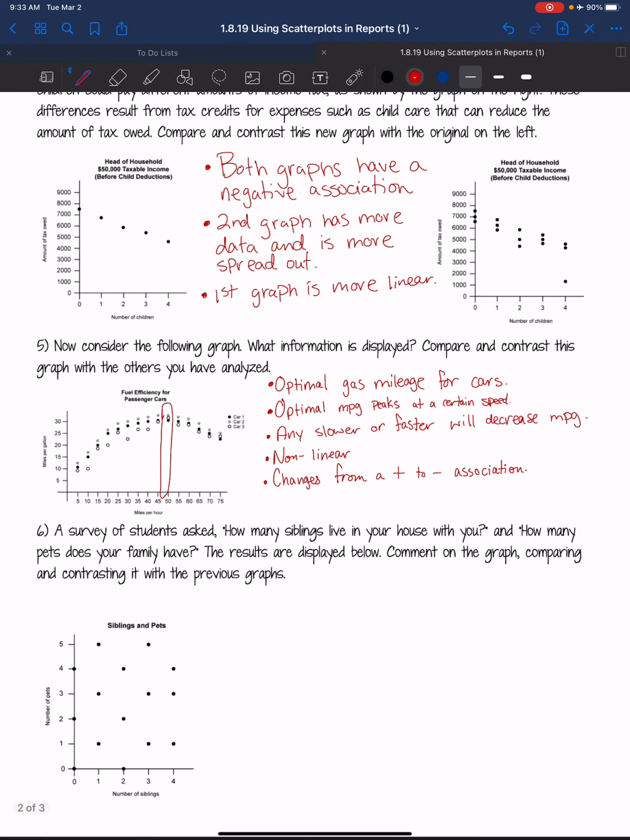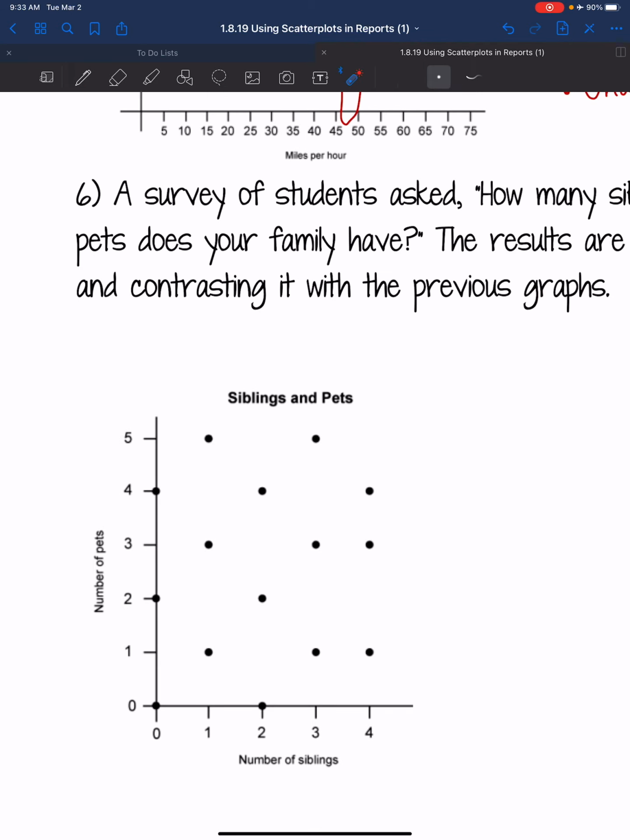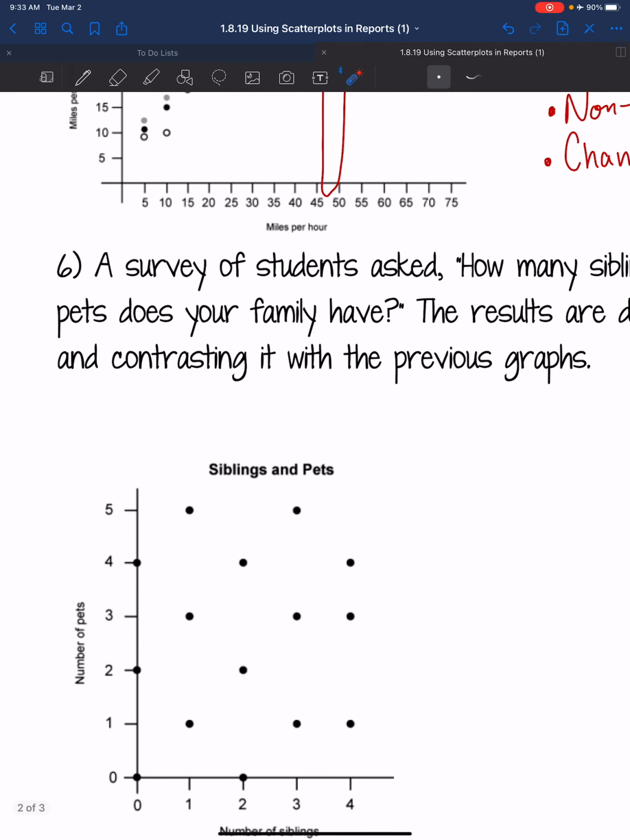And now number 6 says a survey of students asked, how many siblings live in your house with you? And how many pets does your family have? The results are displayed below. Comment on the graph, comparing and contrasting it with the previous graphs. So as you can see, we've got two different variables here. We've got a variable showing the number of siblings compared to the number of pets. And you can see that these don't even line up at all. So they're all scattered all about randomly.